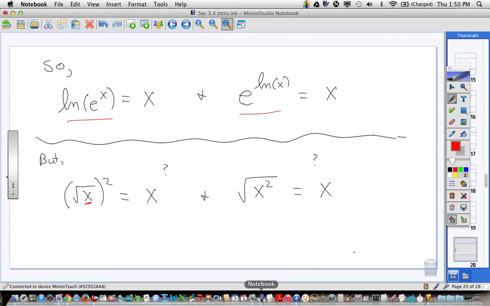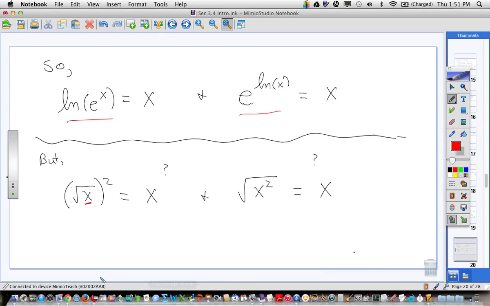So think about what we just said then. If we put in a negative 3 to start, this inverse thing says we should get back what we started with. But if I put a negative 3 in at the start, I square it, I get 9. Square root of 9 is 3. I don't get back what I started with. I get the positive version of what I started with.